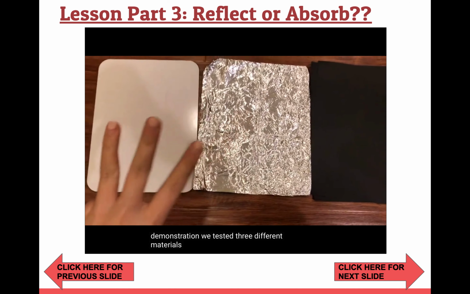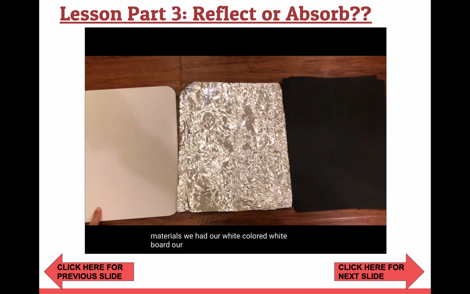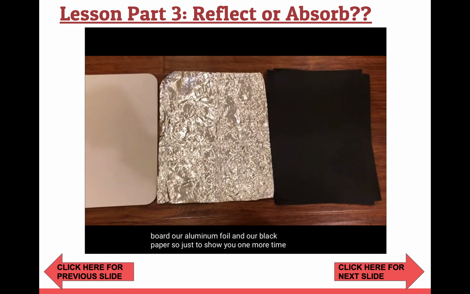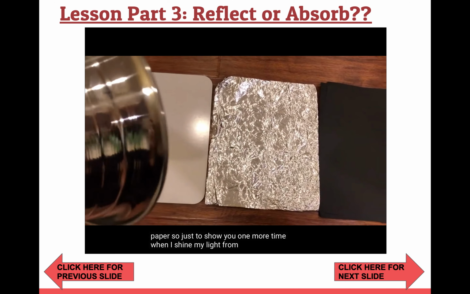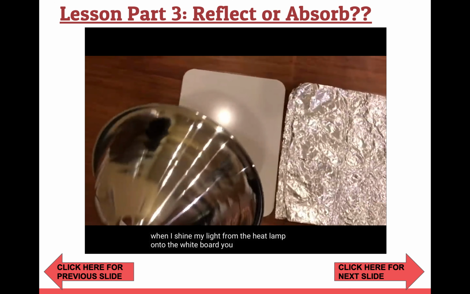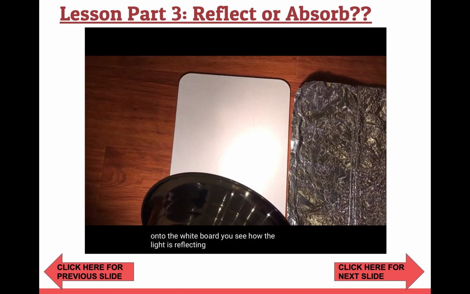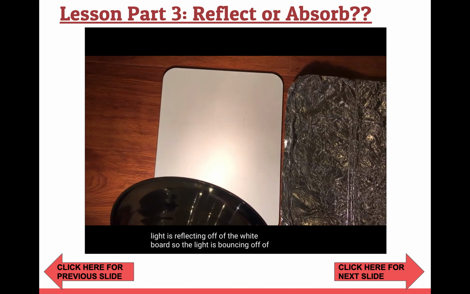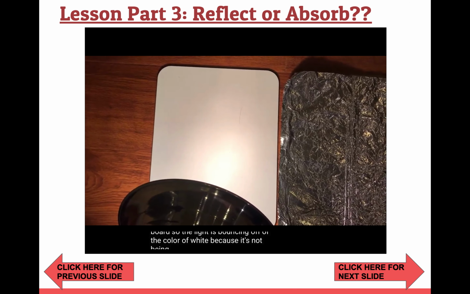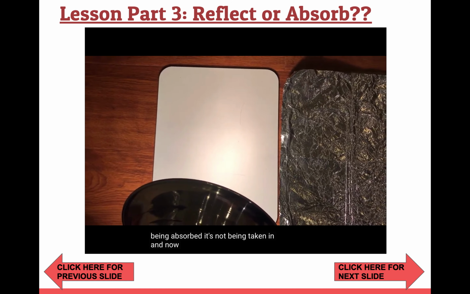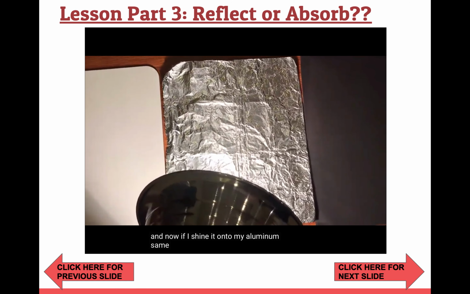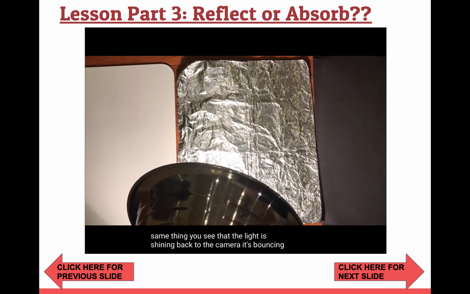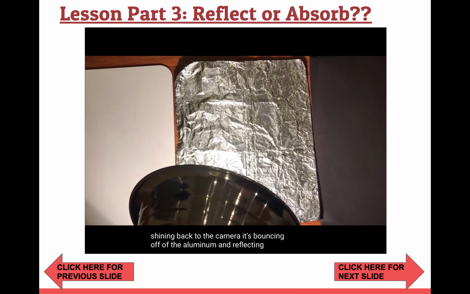All right, so in the demonstration, we tested 3 different materials. We had our white colored whiteboard, our aluminum foil, and our black paper. So just to show you one more time, when I shine my light from the heat lamp onto the whiteboard, you see how the light is reflecting off of the whiteboard. So the light is bouncing off of the color white because it's not being absorbed, it's not being taken in. And now if I shine it onto my aluminum, same thing, you see that the light is shining back to the camera. It's bouncing off of the aluminum and reflecting.